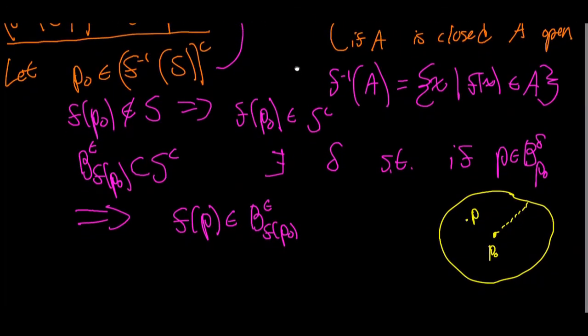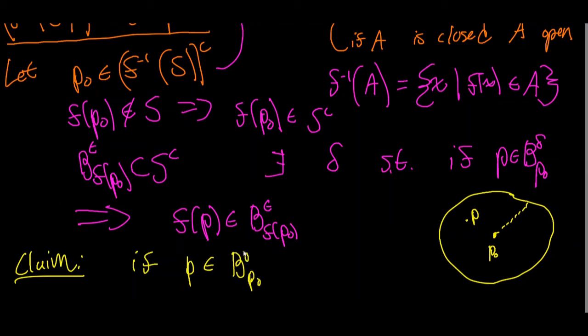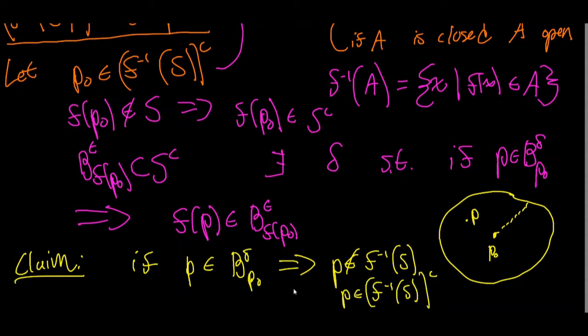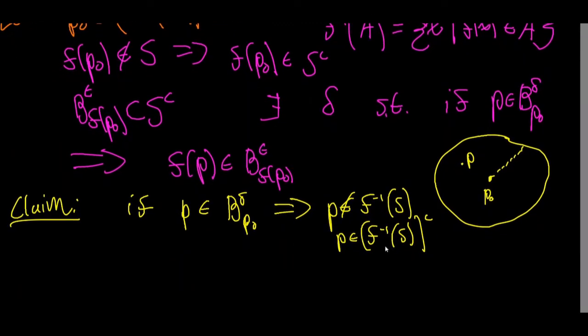So, I'm going to make a claim here. Claim: if p is in the open ball centered at p naught and radius delta, then that implies that p is not in the inverse image of S under f. That is to say, that's the same thing as saying that p is in the complement of this set. And look at what this does. If we were to prove that this claim is true, then any point in this open ball centered at p naught must be in the complement of the inverse image of S under f, thus implying that the open ball centered at p naught and radius delta is entirely contained in the complement of the inverse image of S under f.